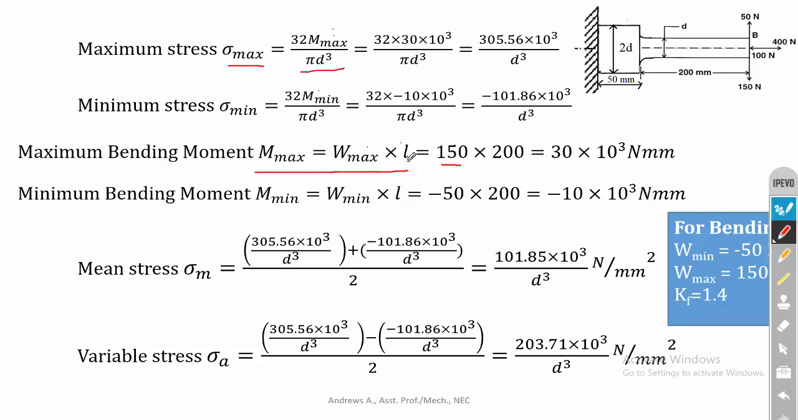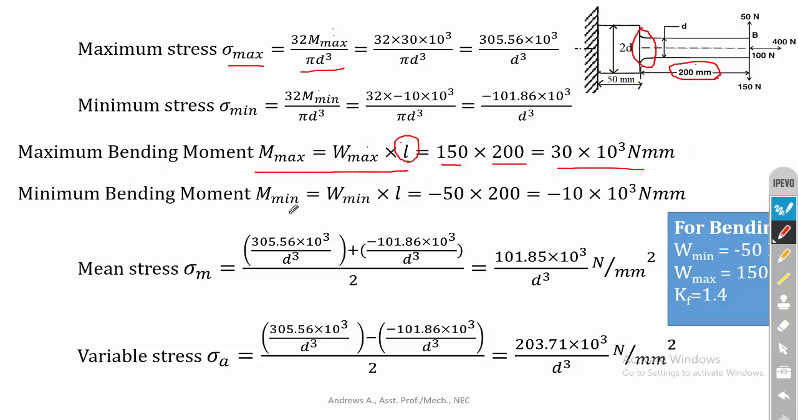We have already solved a problem on a stepped shaft subjected to bending loading, and we know that the maximum stress will be accumulated at the fillet region. So we have to consider the smaller diameter length alone. We should not consider the overall diameter. We have to consider 200 mm. So W max is 150 and the length is 200, so it is 30 into 10 power 3 Newton mm.